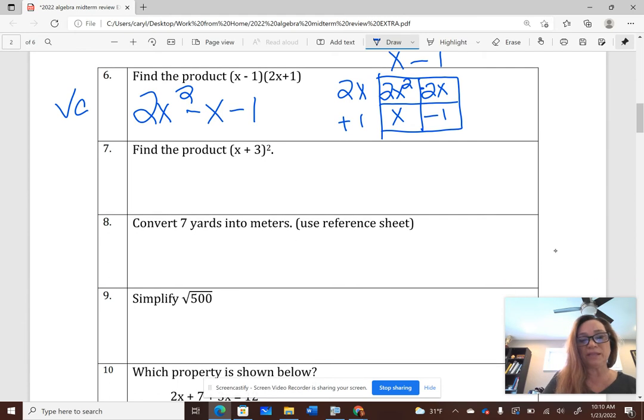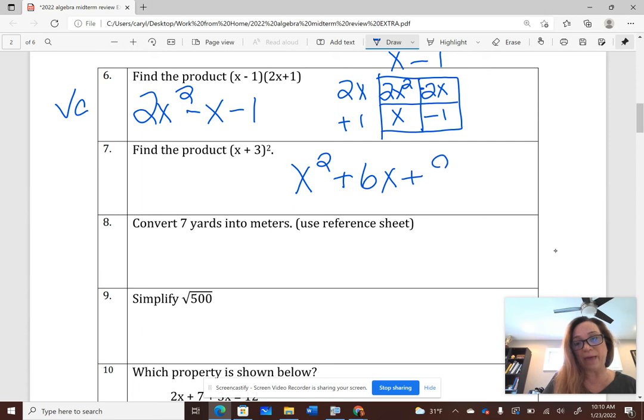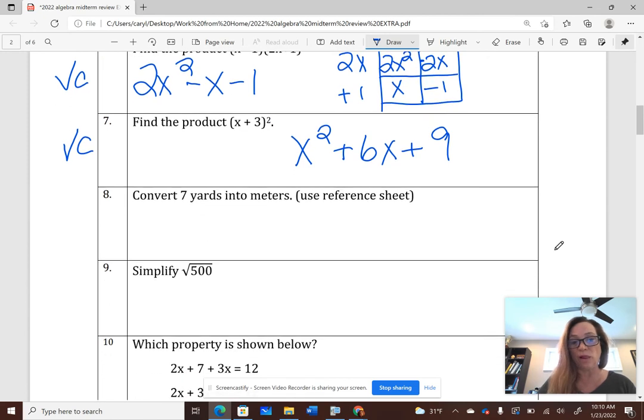Okay, I'm going to use the pattern for this, but you can use the area model if you want. This is a perfect square trinomial, so I happen to know this pattern. All right, but you could always use the area model if you want, and you can check this on your calculator. Anytime you're squaring a binomial, you get a perfect square trinomial as an answer.